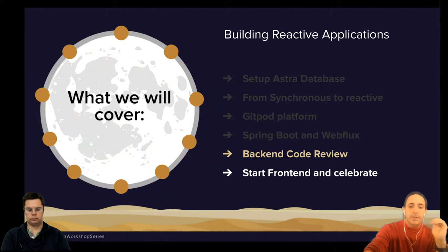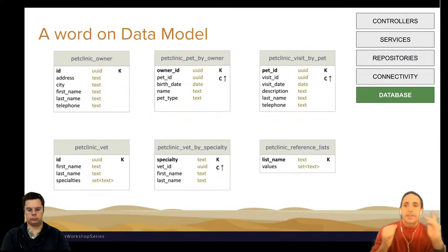Okay. So backend code review. All right. So first, at the database level. I implemented this app, and I took a model which is relational. If you look at all the existing implementations of the pet clinic, it's only relational SQL, and so there are some joins all over the place.